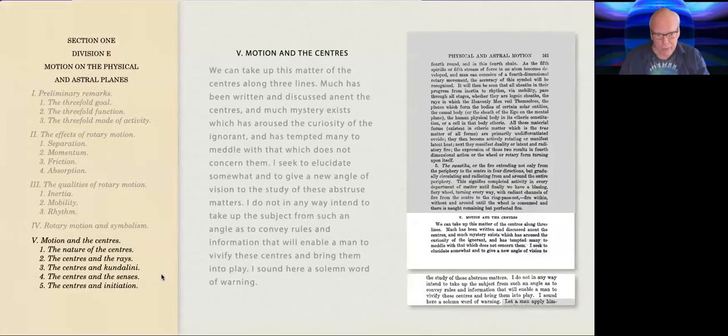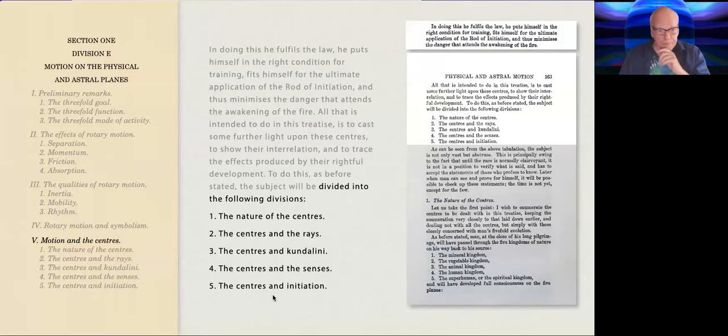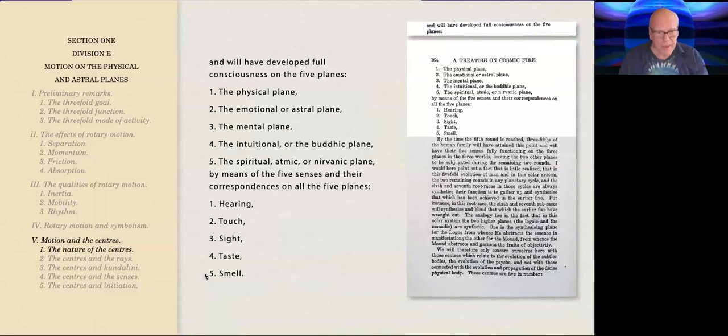We then began the last chapter of the division entitled Motion and the Centers, which is divided into 5 subsections called the nature of the centers in the rays, the centers in Kundalini, the centers and the senses, and the centers and initiation. We're going to be here for quite a while working through these subsections of this 5th chapter. DK then relates the 5 kingdoms of nature with the 5 planes and the 5 senses.